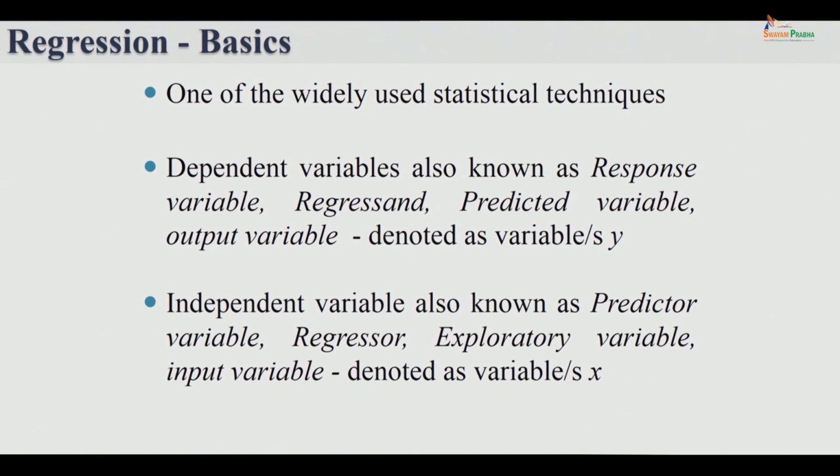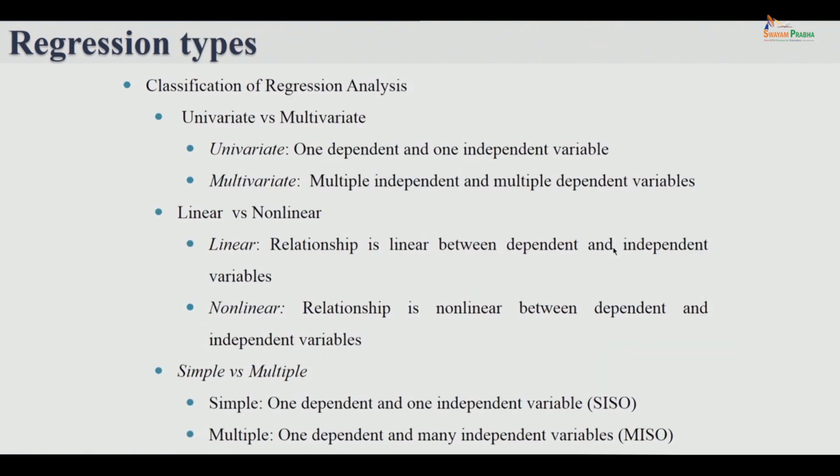Let us for the simple case assume that we have only one variable which we denote by x, the independent variable, and we have another variable called the dependent variable which we wish to predict, and we will denote it as y. There are several different classifications, and we are just going to give you a brief idea of that. We can have what is called a univariate regression problem or a multivariate regression problem.